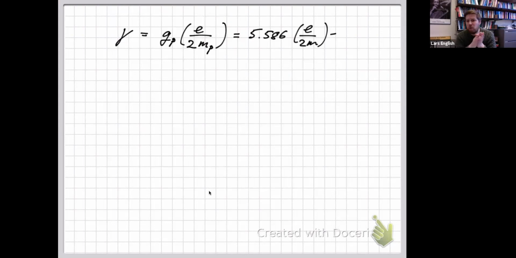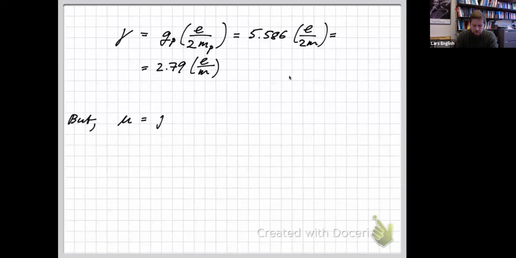Let's go back to the proton. We have that gamma is G, that correction factor, times this quantity E over 2m. But here, of course, we're talking about the proton mass. And so we get 5.586 E over 2m. Chasing that down a little further, that 2 can divide here, and we get 2.79 E over m.